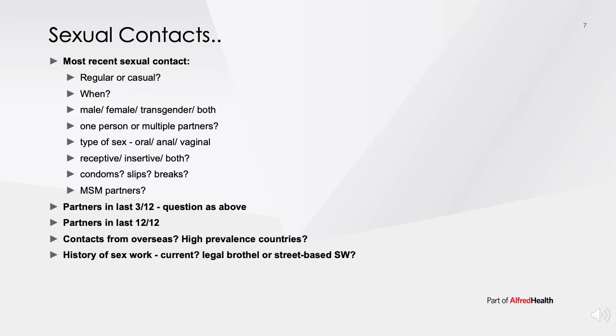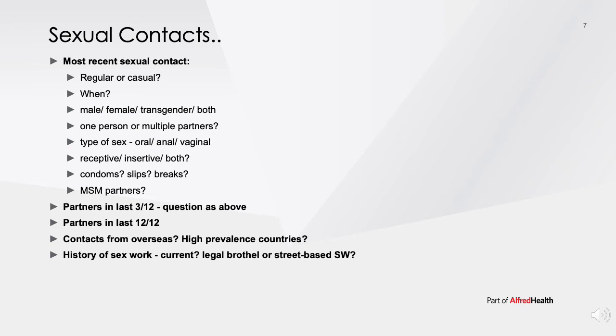And are any of their partners men who have sex with men? Because obviously that puts them into a higher risk profile. It is important never to assume things with people or patients. So if someone says their last sexual contact was their regular partner, don't assume that they mustn't have any casual partners as well. And vice versa, if someone says their last sexual contact was a casual partner, don't assume that they don't also have a regular partner.